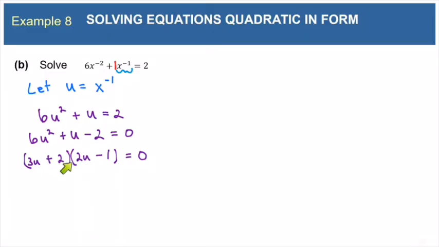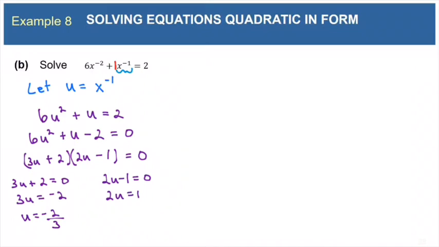All right, now, if this times this is 0, one of these has to be 0. Either 3u plus 2 equals 0 or 2u minus 1 equals 0. If 3u plus 2 equals 0, then 3u equals negative 2 and u equals negative 2/3. But if 2u minus 1 equals 0, then 2u equals 1 and u equals 1/2. Now remember, these are not our final solutions because these are values of u, but u was just a variable that we used as a substitution for the real thing that we want.